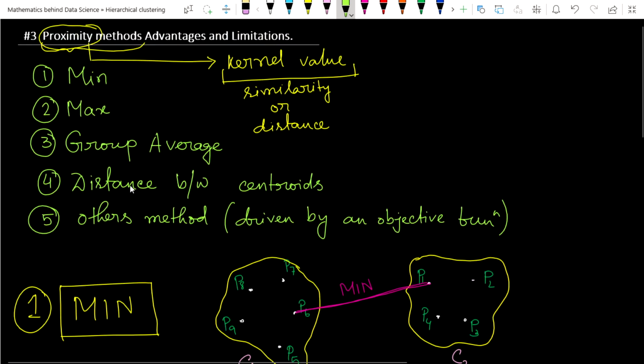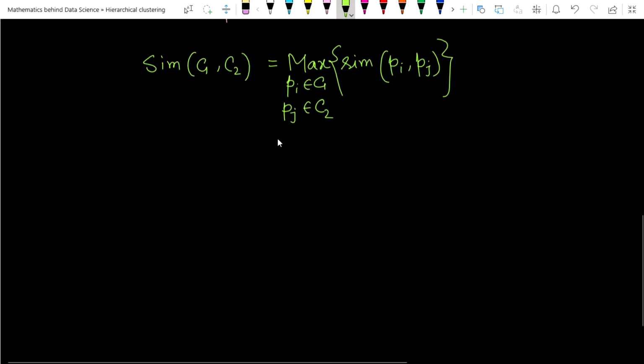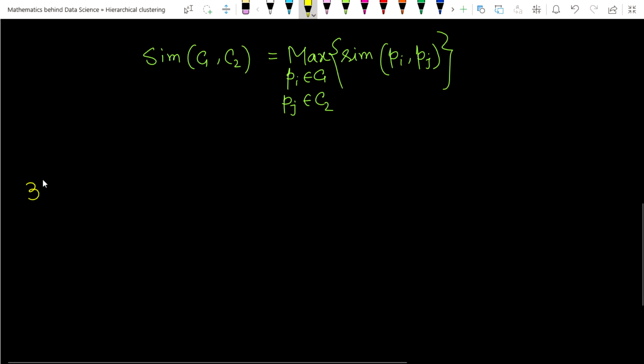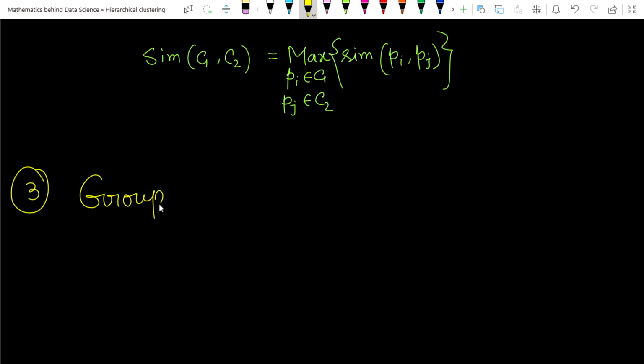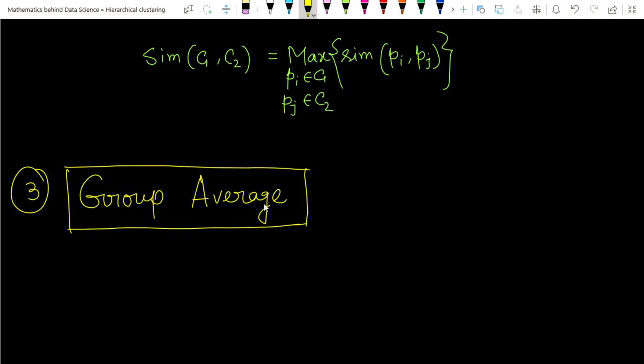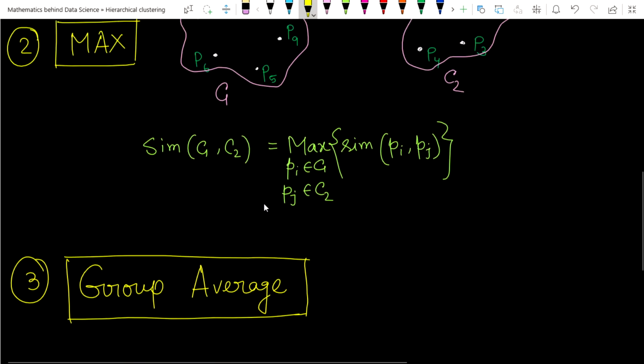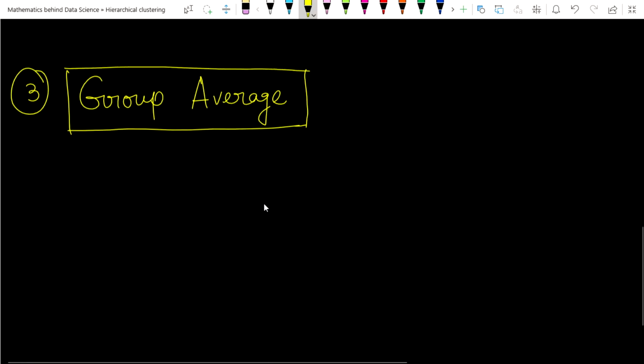Okay, now let's discuss the third concept, the group average concept. How do we apply it to compute the proximity value between different clusters? Now let's see the group average formula. Just draw the picture first, the same type of picture.